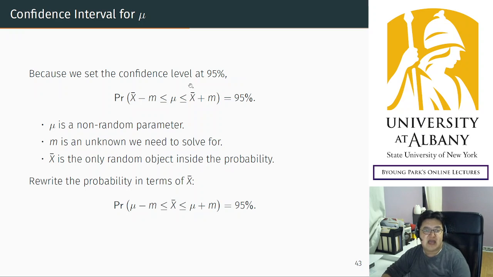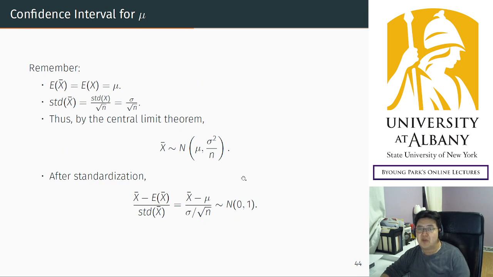And then because x bar is the only random variable, we are going to rewrite the inequality inside the parentheses this way. So isolate the random variable in the middle because it's more convenient to solve. Move around the terms, then you will get this. I believe you can do this. And then remember, we are going to use these results.